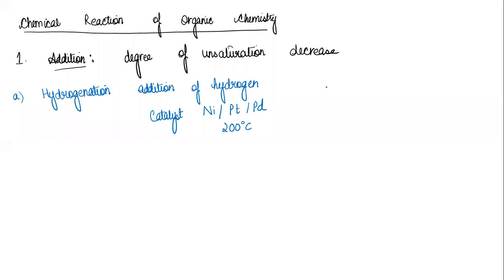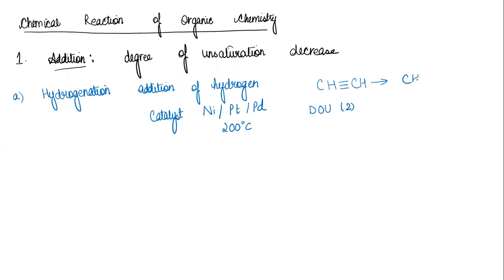What happens in this reaction? If I am taking alkyne, what will happen? What is the degree of unsaturation now? How many pi bonds? Degree of unsaturation stands for the number of pi bonds and rings. How many pi bonds are here? 2. And how many rings are there? No rings. What is the degree of unsaturation in this case? It will become 2. Okay.